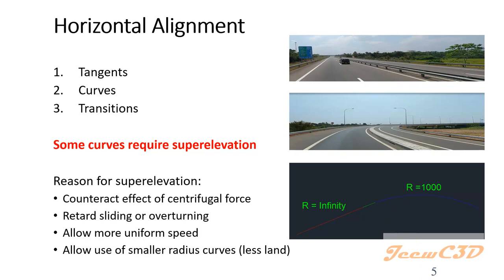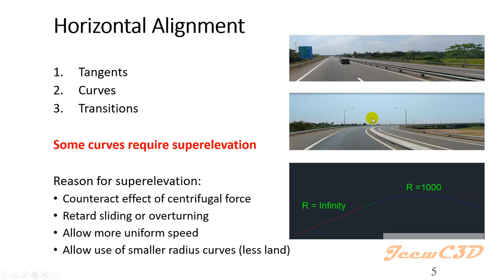Then we have some important thing, some curves require super elevation. So I will talk about super elevations in a later slide, but for the sake of completeness, I will tell what is super elevation here. Super elevation is the slope of the road. If you see in this image, the middle image, the slope of the road is completely to this side. So we call it the super elevation because the road is fully rotated to one side.